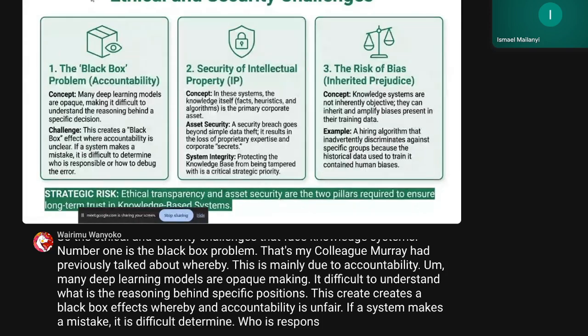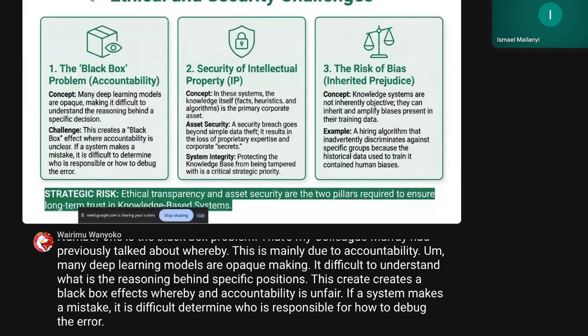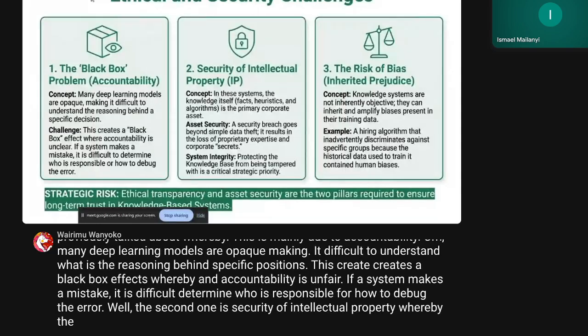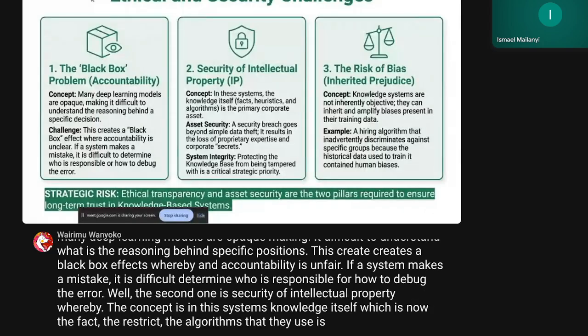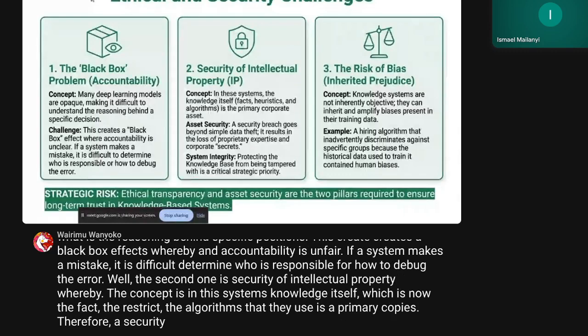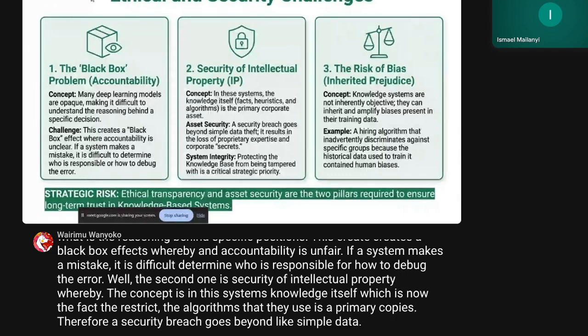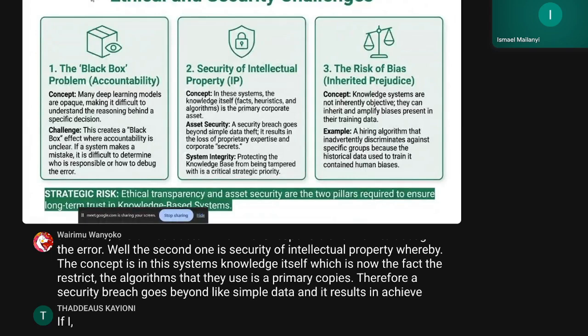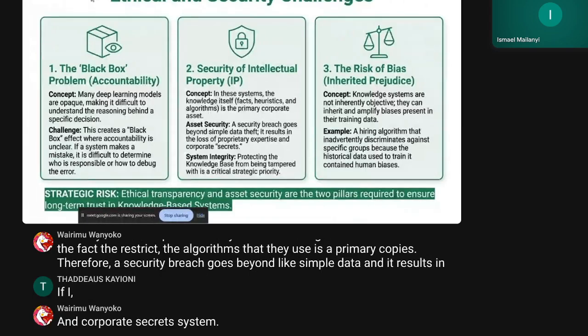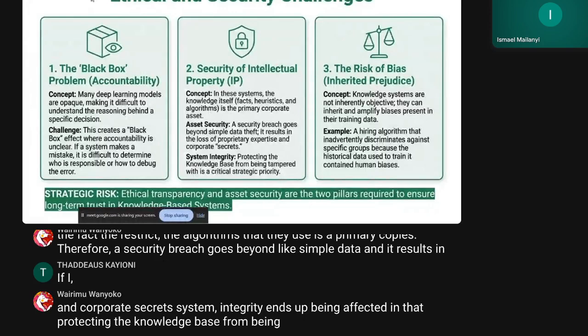The second one is security of intellectual property, whereby in these systems, knowledge itself, which is the facts, the heuristics, the algorithms that they use, is the primary asset. Therefore, a security breach goes beyond simple data theft and results in loss of proprietary expertise and corporate secrets. System integrity is also affected, in that protecting the knowledge base from being tampered with is a critical priority.